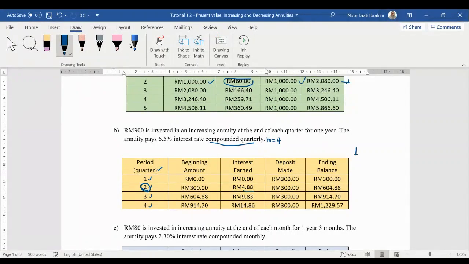It's still using the formula I equals to P times R over M, where P is 300 multiplied with R. R for this case is given as 6.5%, 0.065 over M, divided by 4 now. So every time you multiply with the principal, multiply with R over 4. Okay, R over M.